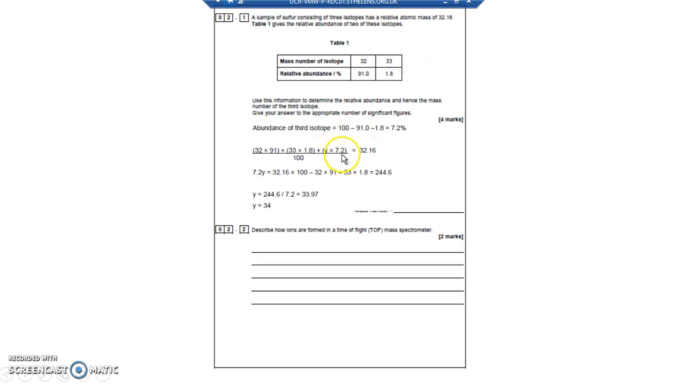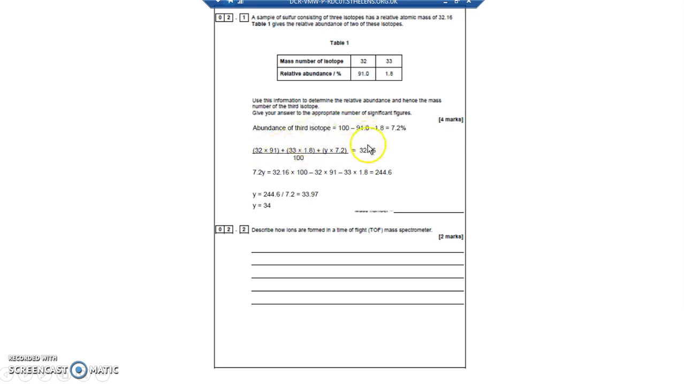Let's call it y. If we divide by the total number of particles, and there's 100 particles, this will give us the average, which equals 32.16. So you can multiply both sides by 100 and then work out these values. 32 multiplied by 91, plus 33 multiplied by 1.8, plus y times 7.2, 7.2y, will equal 3216.